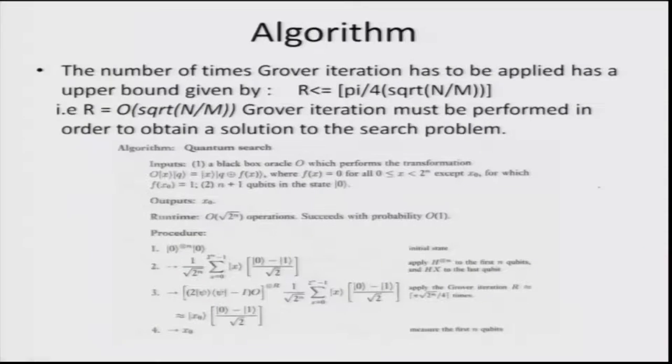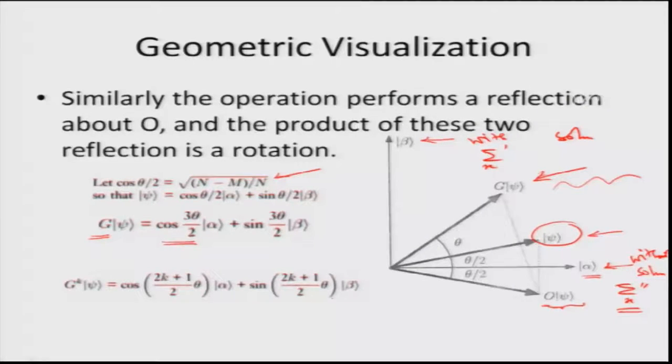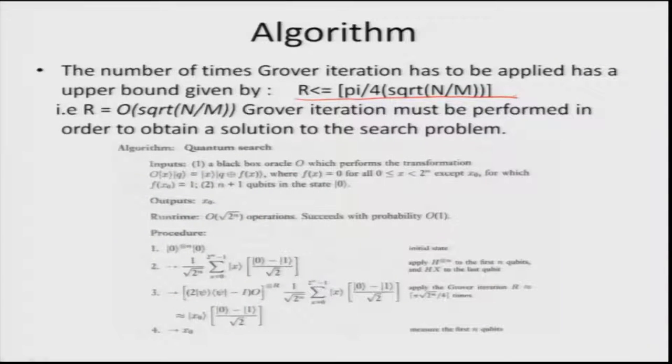So the number of times Grover's iteration has to be applied has an upper bound, beyond which it is just going to oscillate, and that is given by this R, which comes from the equations that I just wrote in the last slide. So you get a number beyond which it has no meaning. That is the value you come down to, pi over 4 square root of n over m. That means my R is of the order of square root of n over m. Grover's iteration must be performed that many times to obtain a solution to the search problem, which takes an order of square root of n over m.